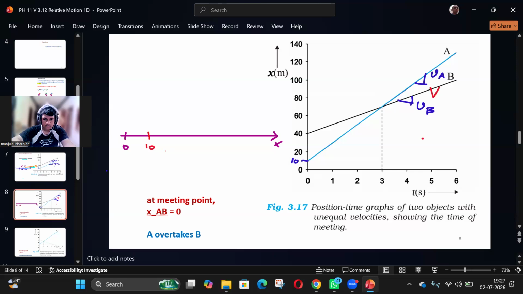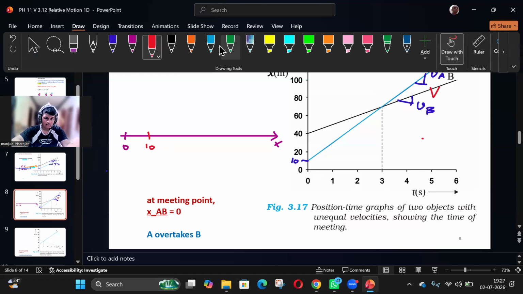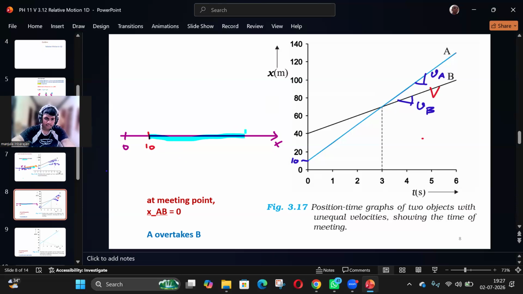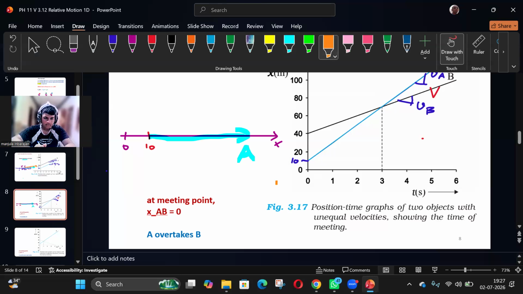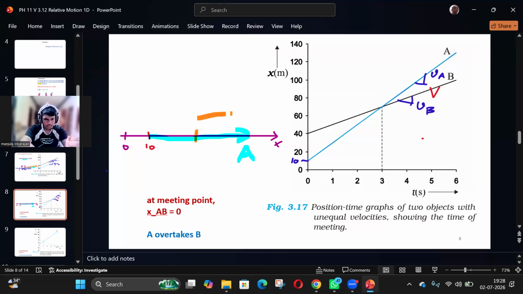Okay, so trajectory of A looks like, draw it. So start from 10 and move like this. This is A. Similarly, B. What is the starting point of B? B is starting at 40. So this is 20, 30, 40. So this is 40. From this point, we'll move towards right. But A is moving at a higher speed.